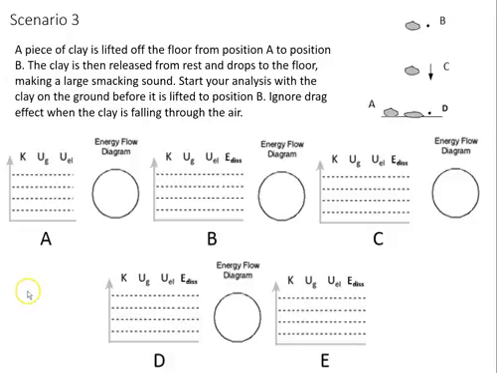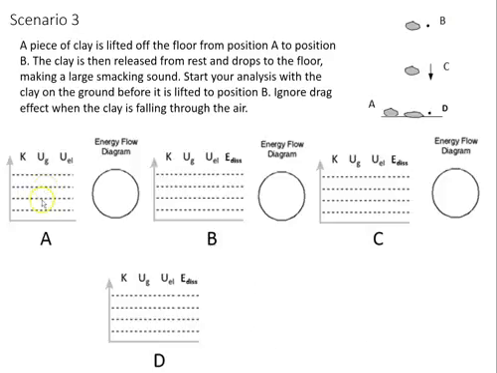Okay, we're going to continue our review of the problems with the energy bar charts. Scenario number 3. We start with a piece of clay resting on the floor, and that's where we see it. Here is our energy bar at A, and there's nothing. There's no gravitational potential energy because it's at the low point. There's no kinetic energy because it's not moving. And there's no elastic potential energy because it's not squished or stretched. It's just a lump. That's why it's not round.